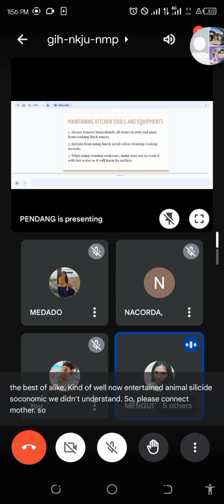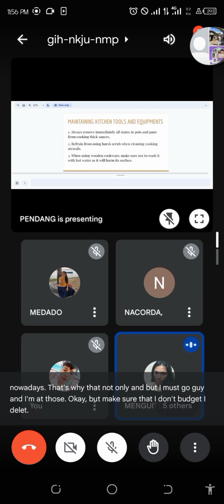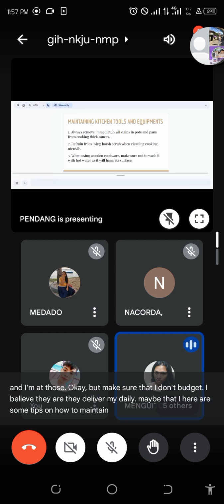So next is maintaining kitchen tools and equipment. So kitchen tools and equipment are very expensive nowadays. That's why dapat atong atimanon para mas magdugay ang atong mga tools or equipment. Kaya para mas make sure ang atong budget ay dili masayang, o dili dali magubos ang atong mga tools. Dili nato magsige og palit. So, here are some tips on how to maintain our kitchen tools and equipment.